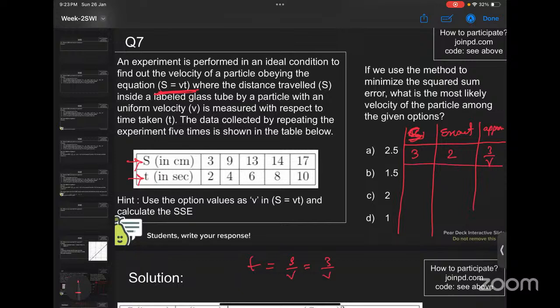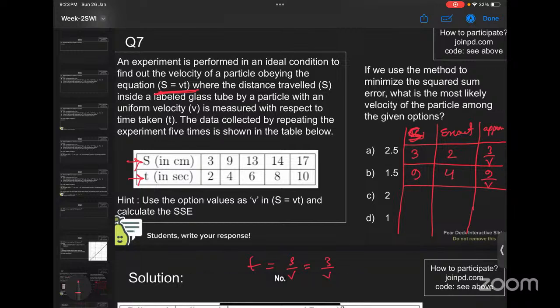Similarly, we can do it for all the values. For the second input we have 9, the exact is given as 4, and the approx is 9 by V. And we have to find V such that the error is the least. Ma'am, we will check all the velocities? Yes, we have to check all the velocities. So I'm doing this first, taking V in general. Let us first calculate the SSE.